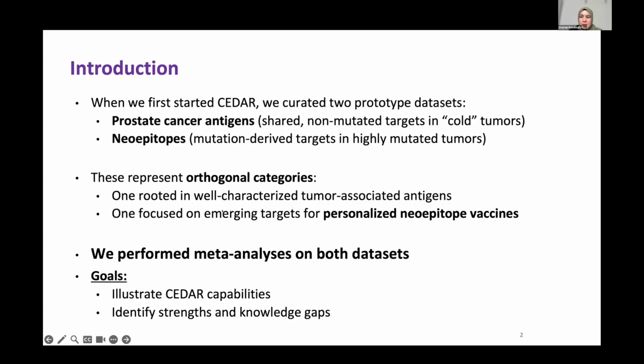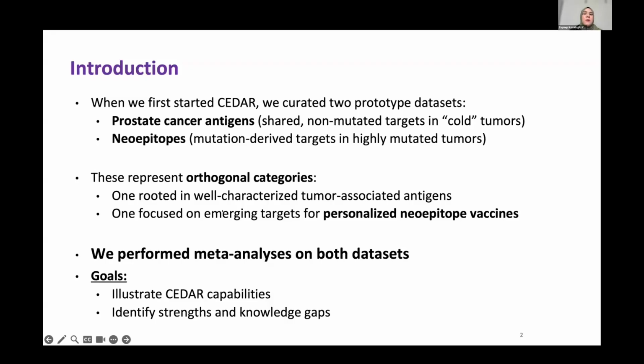So these two subsets are distinct and orthogonal categories, because the prostate cancer category is rooted in decades of tumor immunology. It is very well studied, very well characterized. On the other hand, we have the neoepitopes. These are emerging targets. These are usually patient-specific, so very few are shared. And these are also usually harder to validate. So when we started to curate data, we created mainly these two categories.